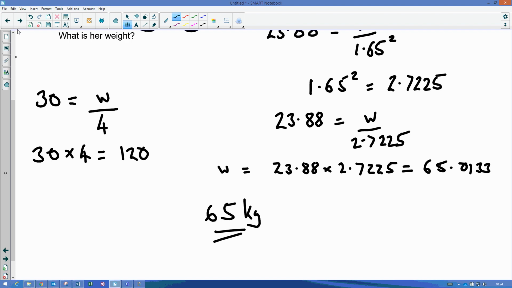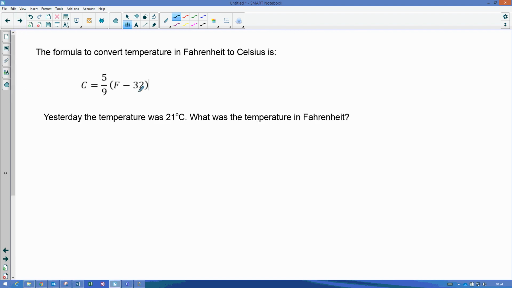Let's have a look at a slightly more complicated example. So the formula to convert Fahrenheit to Celsius is this. Yesterday the temperature was 21 degrees Celsius. What was the temperature in Fahrenheit? So again, first thing to notice here is we haven't got all the letters explained to us like we normally have, but we can guess. Fahrenheit must be the F and Celsius must be the C, and there aren't any other letters. So that's not a problem.